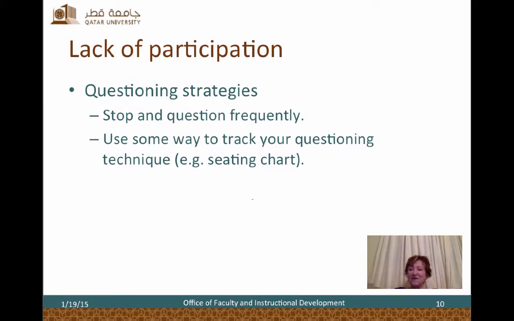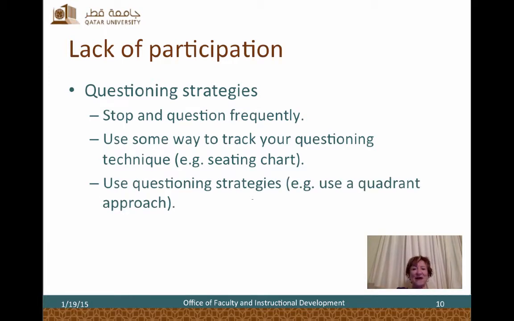Just have a seating chart in front of you, and when you ask a question, put a little mark on that student. Next question, put a mark on the student you're asking. You can see your pattern of question asking that way. You need to make sure you're including all students, including those at risk. The ones in the back, the ones in the front, the ones that usually contribute, the ones that don't say anything. You want to include them all in your questioning. So a seating chart's an easy way to do that.